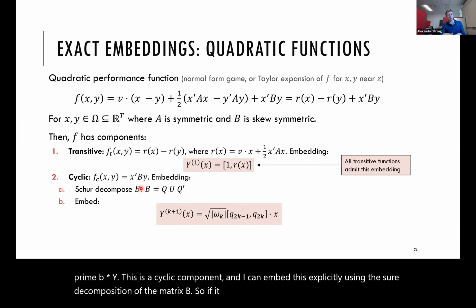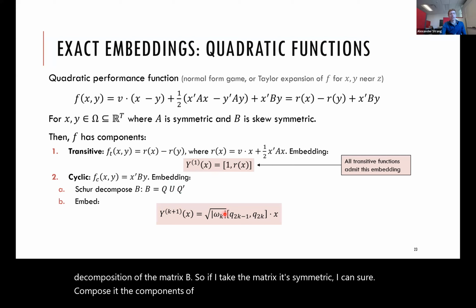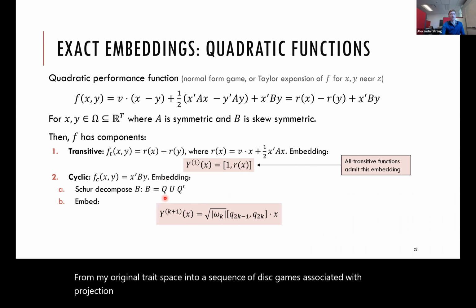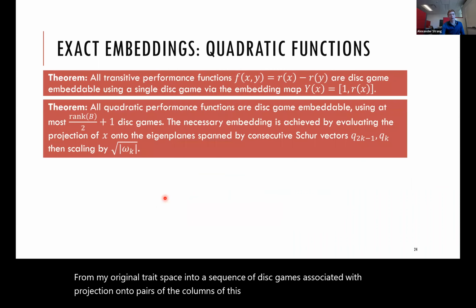So if I take the matrix B, it's skew symmetric, I can Schur decompose it. The components of that Schur decomposition then define a linear embedding map from my original trait space into a sequence of disk games associated with projection onto pairs of the columns of this matrix Q. And so this is nice.